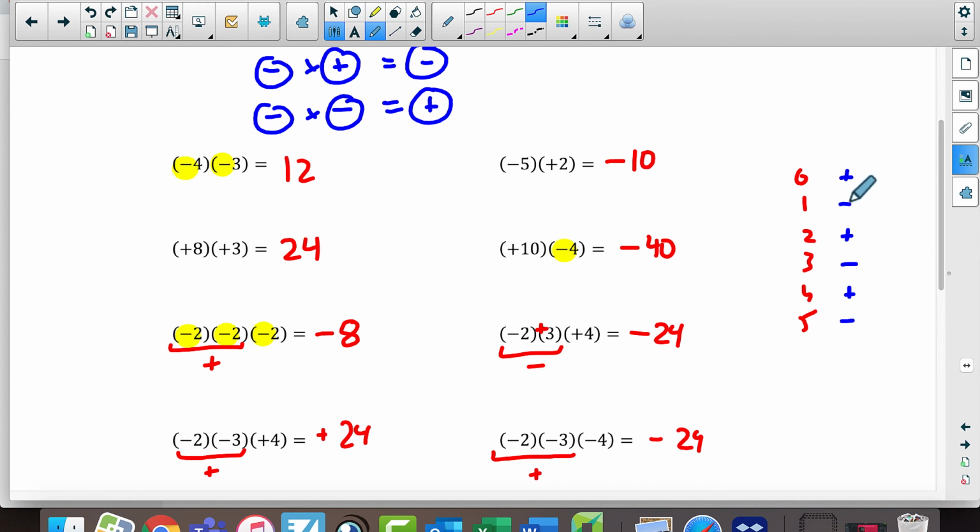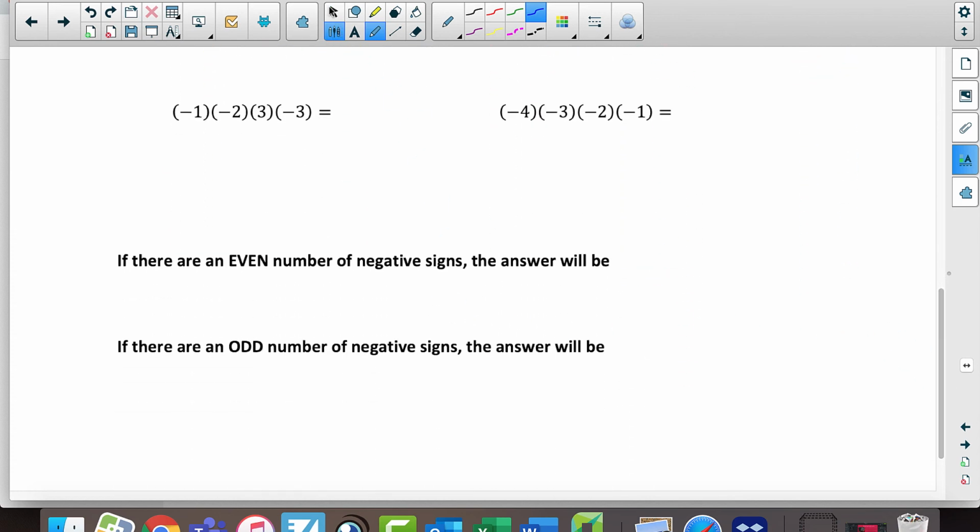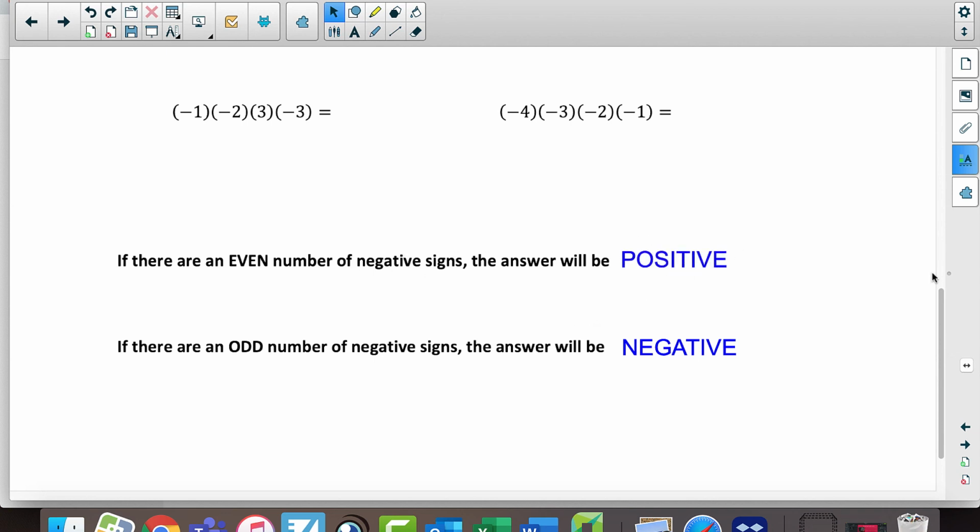So what's the rule here? The ones that are negative are 1, 3, 5, 7, 9. Hey, what kind of numbers are those? Those are odd numbers. If there's an odd number of negative signs, it will be negative. If there's an even number of negative signs, or no negative signs, I guess I should have put, if there's no negative signs at all, the answer will be positive.